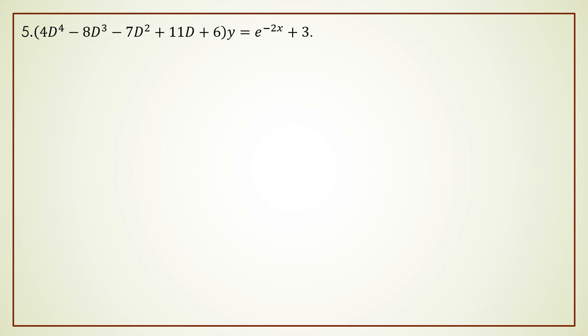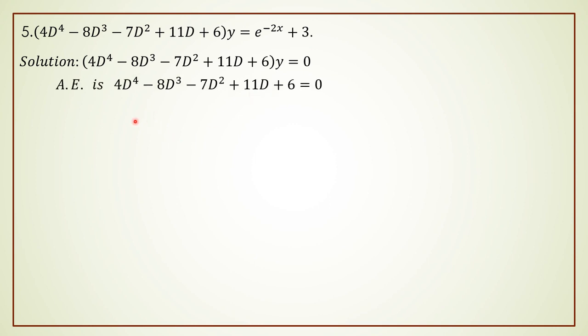Next problem, that is to find the complete solution of 4d to the power 4 minus 8d cube minus 7d square plus 11d plus 6 of y is equal to e to the power minus 2x plus 3. So write down the corresponding homogeneous differential equation of it, so that the auxiliary equation is 4d to the power 4 minus 8d cube minus 7d square plus 11d plus 6 is equal to 0. Observe the degree of the auxiliary equation over here.